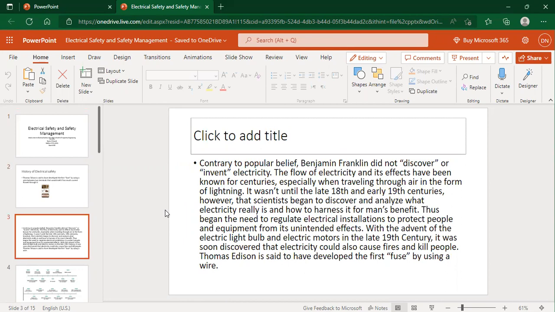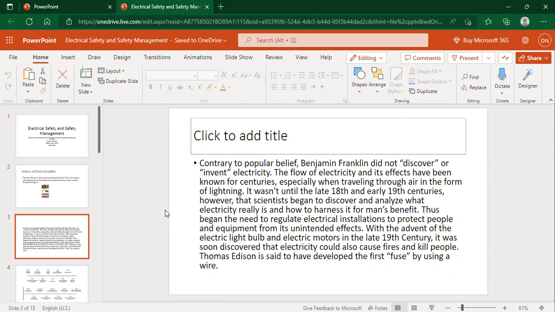Contrary to popular belief, Benjamin Franklin did not discover or invent electricity. The flow of electricity and its effects have been known for centuries, especially when traveling through air in the form of lightning. It was not until the late 18th and early 19th centuries, however, that scientists began to discover and analyze what electricity really is and how to harness it for man's benefit. Thus began the need to regulate the electrical installation to protect people and equipment from its unintended effects.